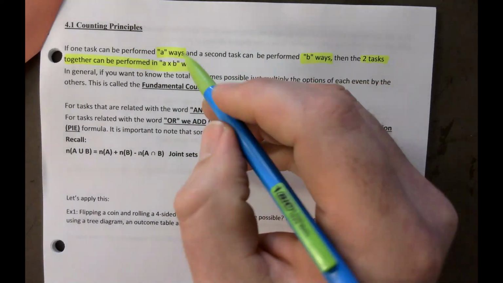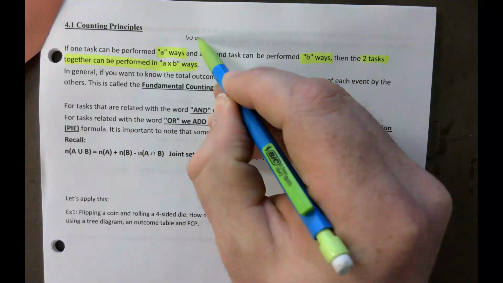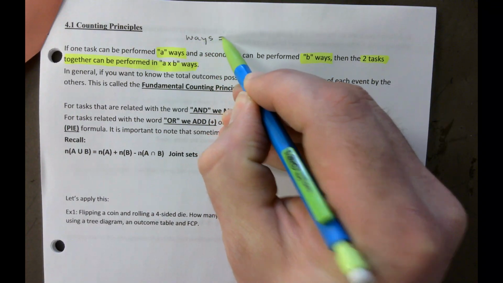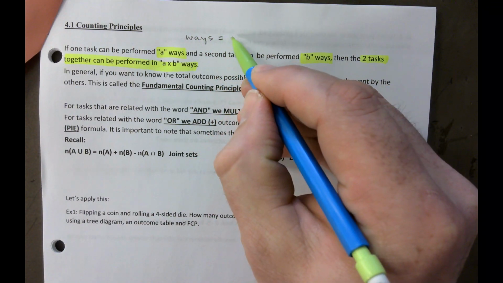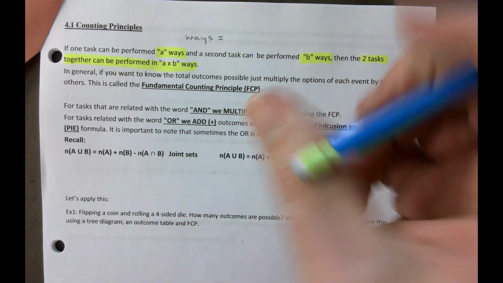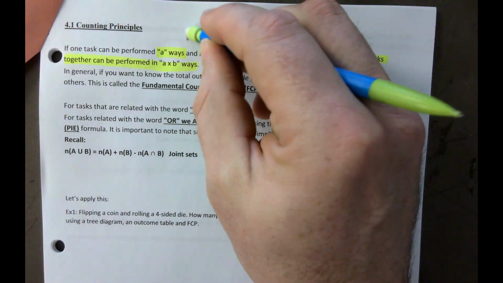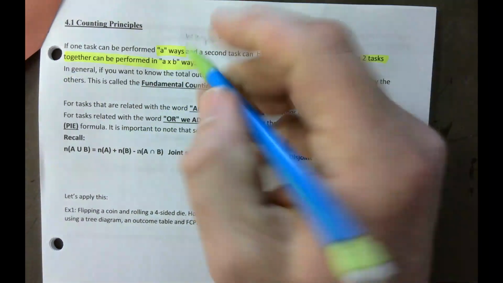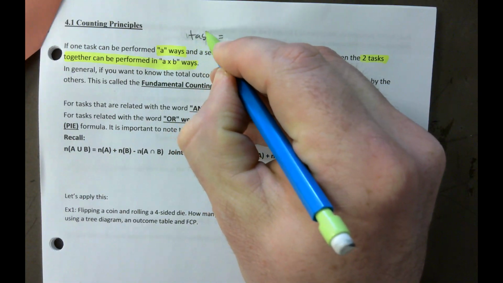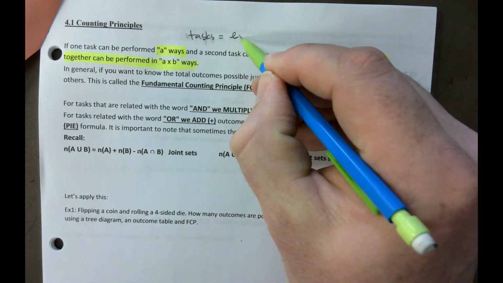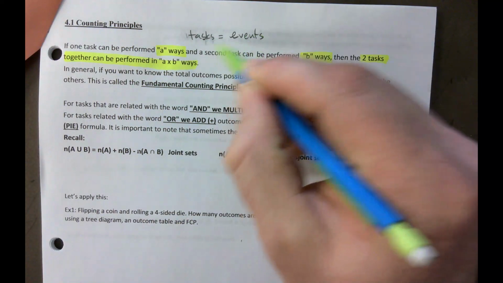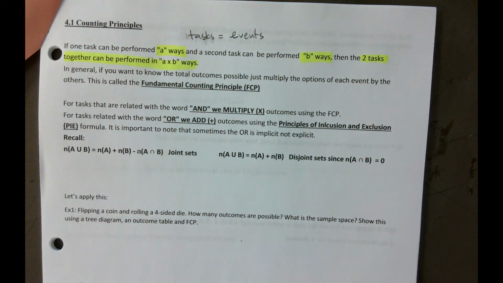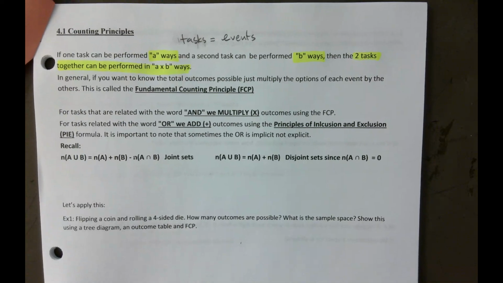I also want you to think of, not ways, my bad, tasks. Tasks, I want you to think of events, because I used both of them. I actually probably use events more so than tasks.